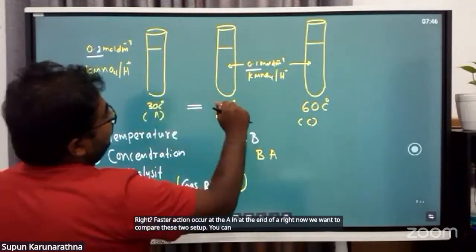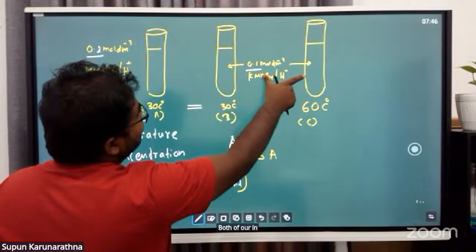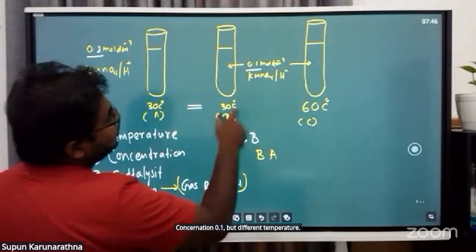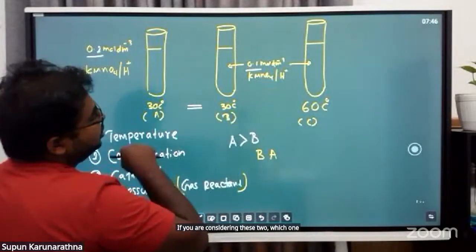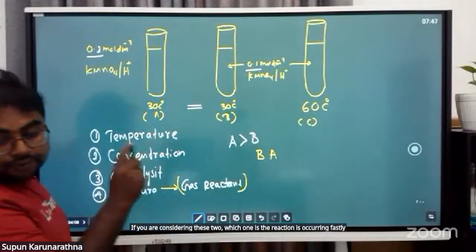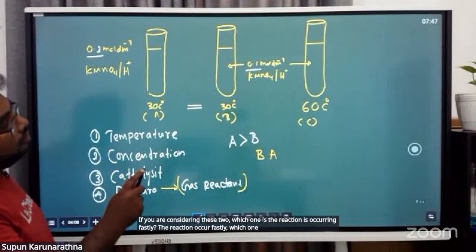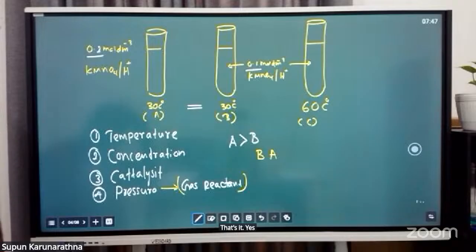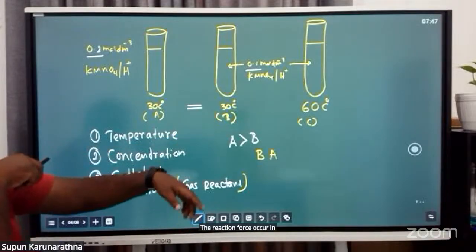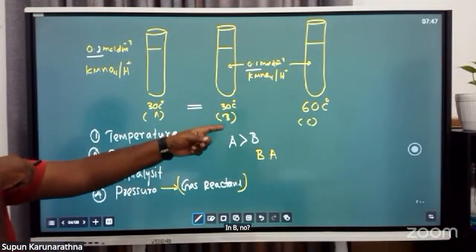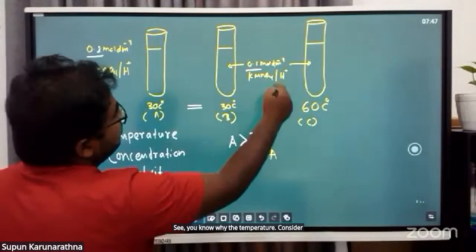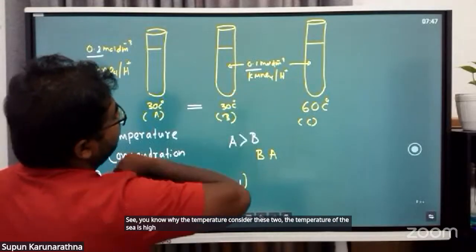You can see that both are in the same concentration 0.1 but different temperature. If you consider these two, in which one is the reaction occurring fast? B, no, not B, C, no. Why? The temperature. Consider these two. The temperature of C is higher than the temperature of B.